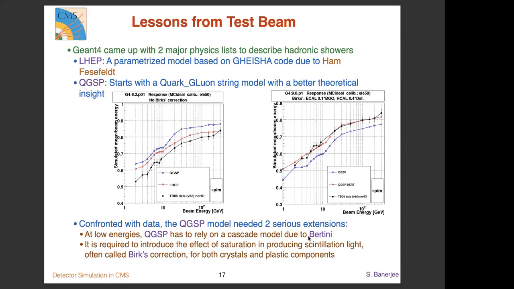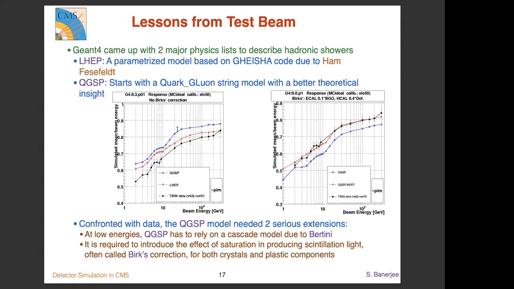But when we tried to put that in and compare with the data, the data sits here, LHEP is here, and QGSP is here. So it was giving much more energy than what is expected. So confronted with the data, the QGSP model needed 2 serious extensions. First of all, at low energies, below about 15 or 20 GeV, QGSP has to rely on a cascade model due to Bertini.